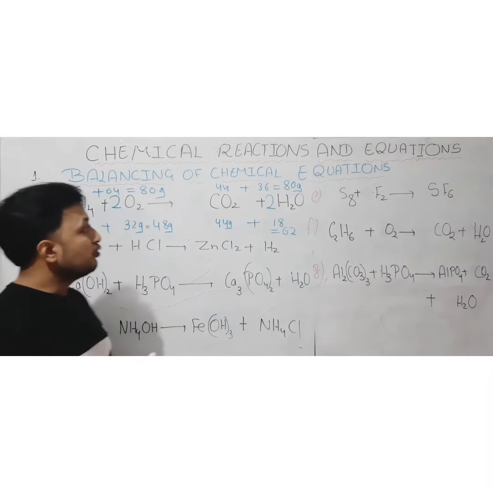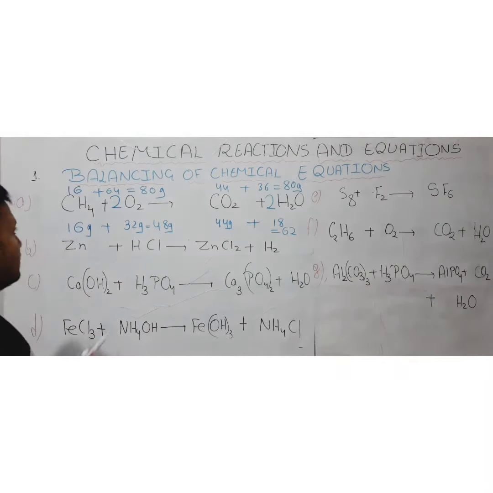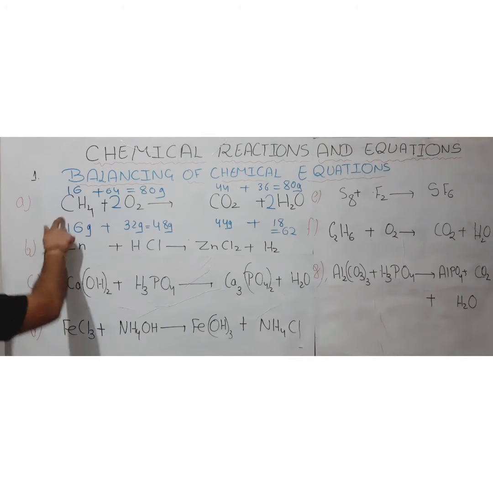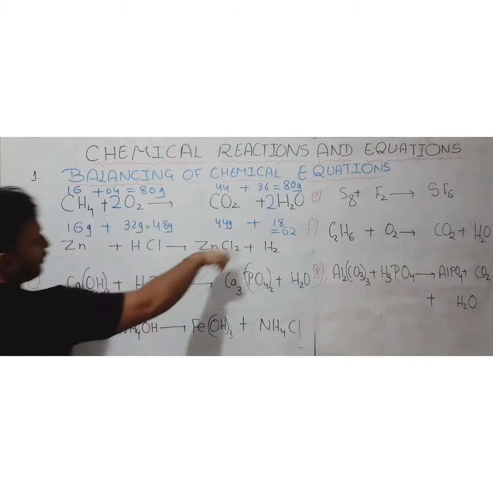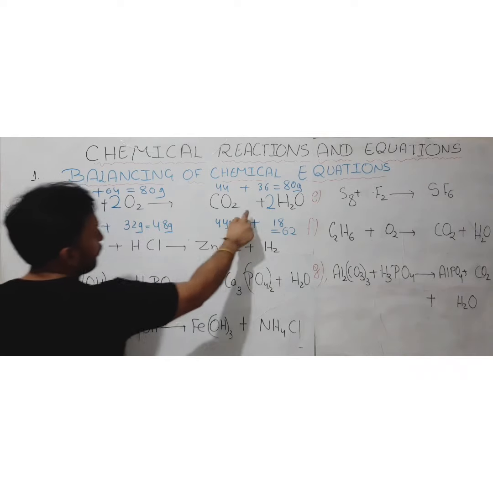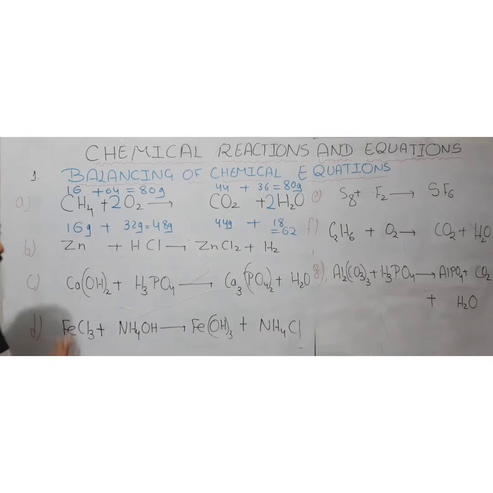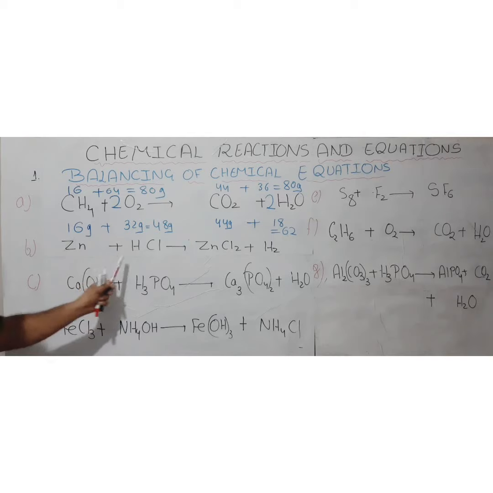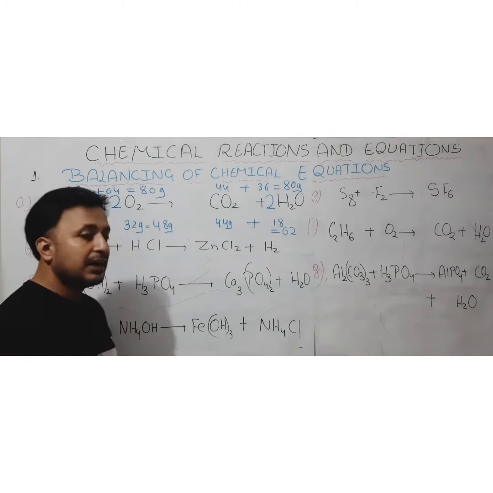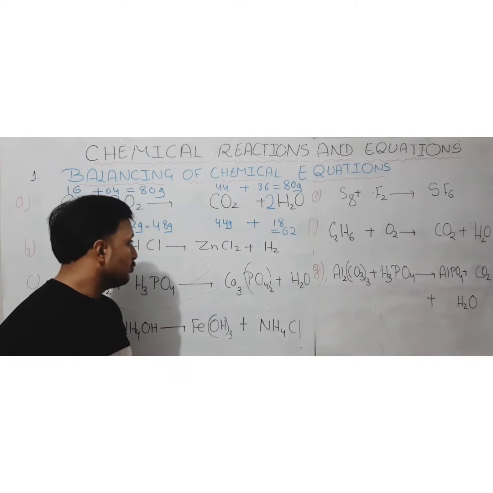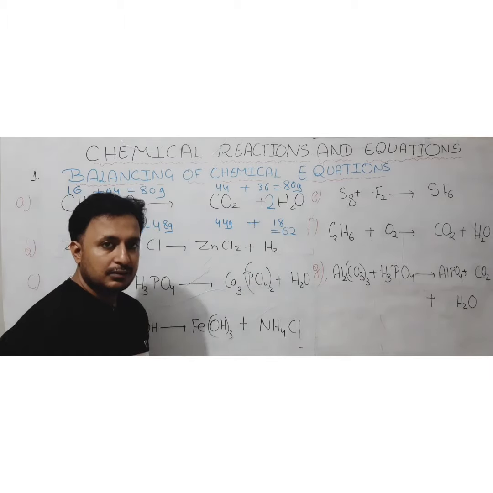Okay, if you want to check, you can check it like this, or else you can check the number of atoms like carbon 1, hydrogen 4, oxygen 4. Okay, 2 plus 2. So that is how we can balance the chemical equation. We are going to see some more examples, like the next one, zinc plus HCl, that is zinc metal reacting with hydrogen chloride, giving you zinc chloride and hydrogen gas.